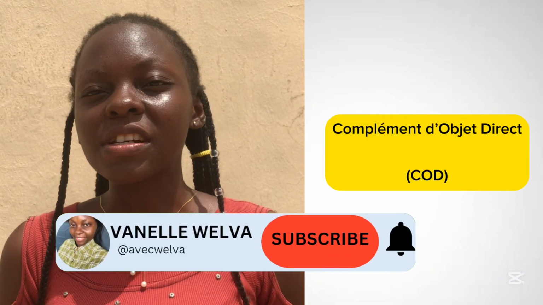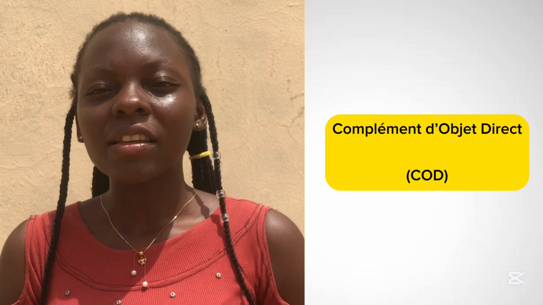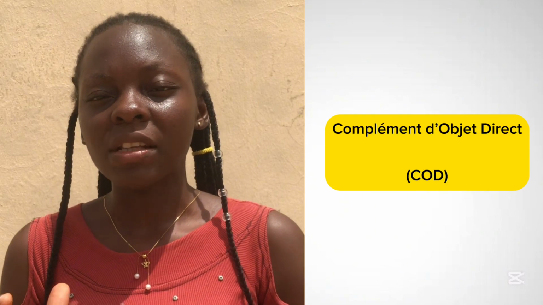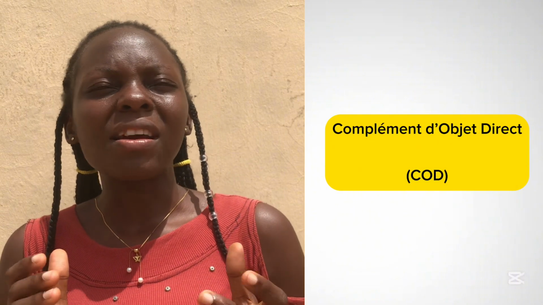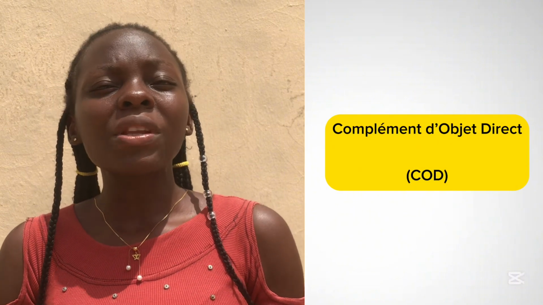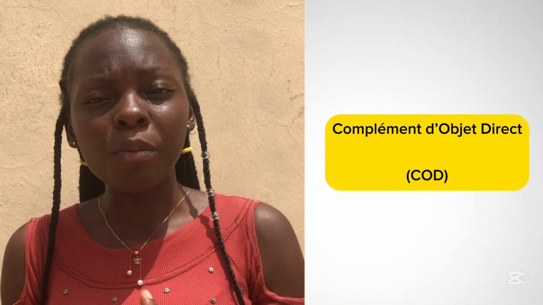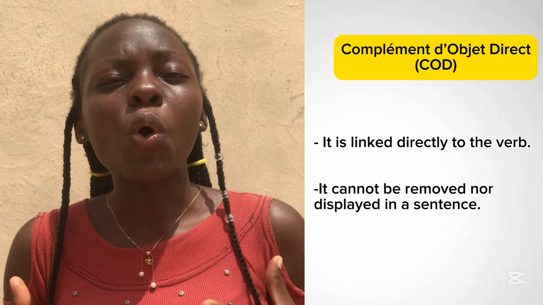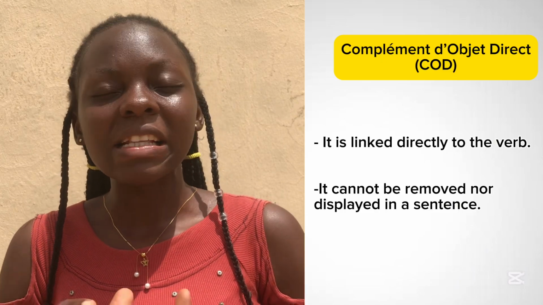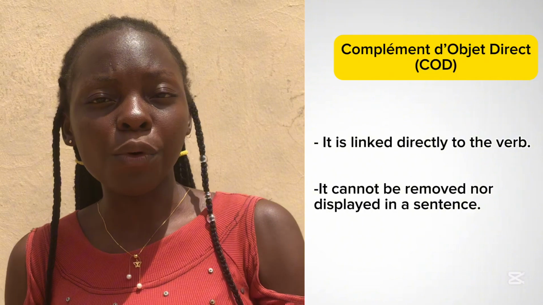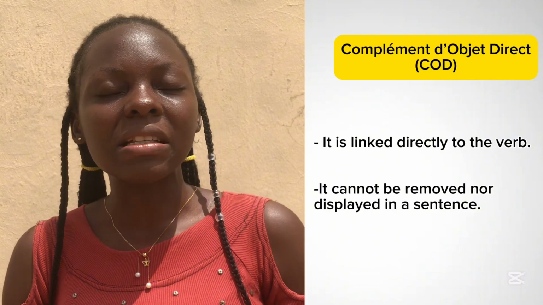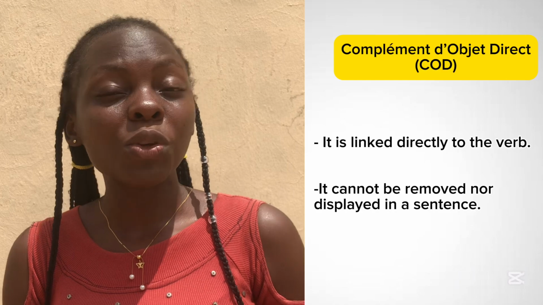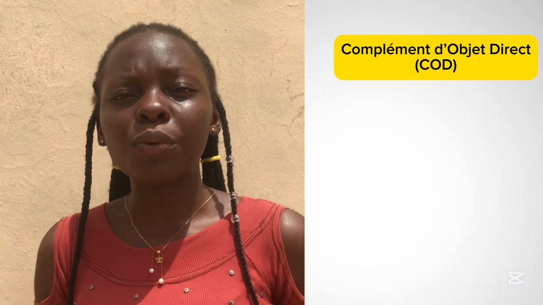Today we are going to see COD, that's complément d'objet direct, that's direct object complement. So what is COD? The COD indicates the action of a verb in a sentence, and it also completes the verb. It is linked directly to the verb. It cannot be replaced, it cannot be displaced, it cannot be deleted in a sentence. What do I mean? Let's take an example.